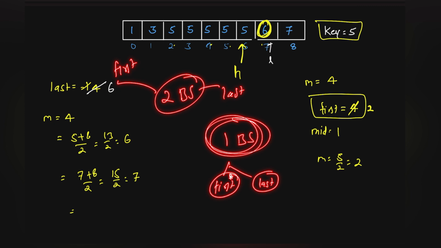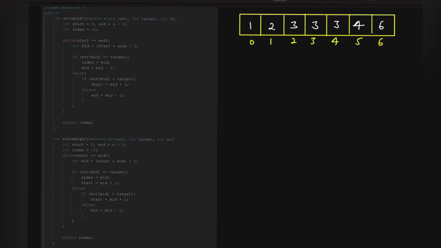Now it's time to check the C++ and Java code. Now let's look at the solution for the problem. So this function is basically used to find the first occurrence, and this function is basically used to find the last occurrence. So what we basically do is we are defining the two variables start and end.